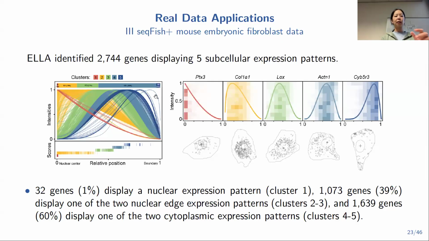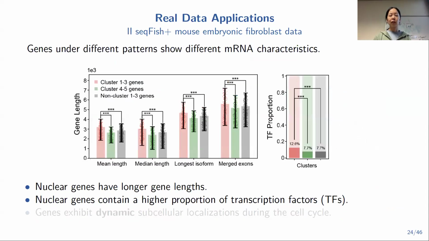Similarly, we estimate the patterns and cluster them into clusters, and we pick one representative for each cluster. And in this data set, the signal is stronger so that we can visualize the pattern in one cell and check, okay, makes sense, this is a nuclear pattern. So that's about this data set. We did some similar validation about the gene length and the transcription factors, and we found consistent findings to the previous data set.